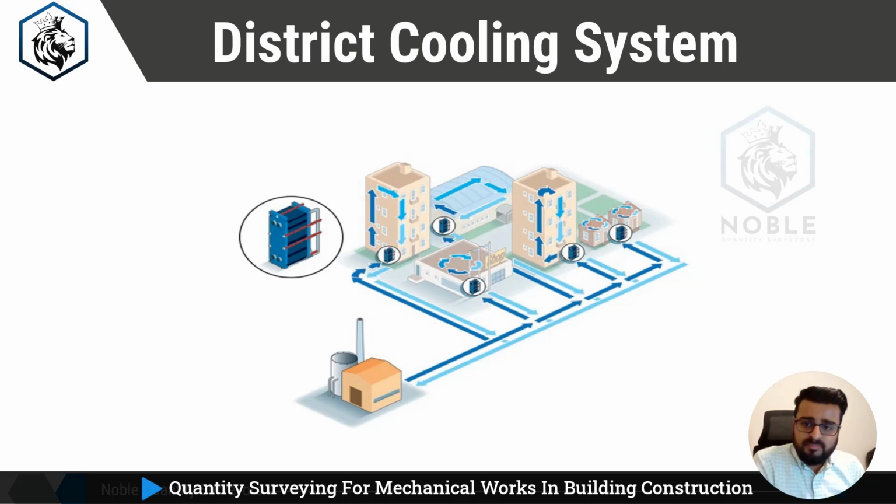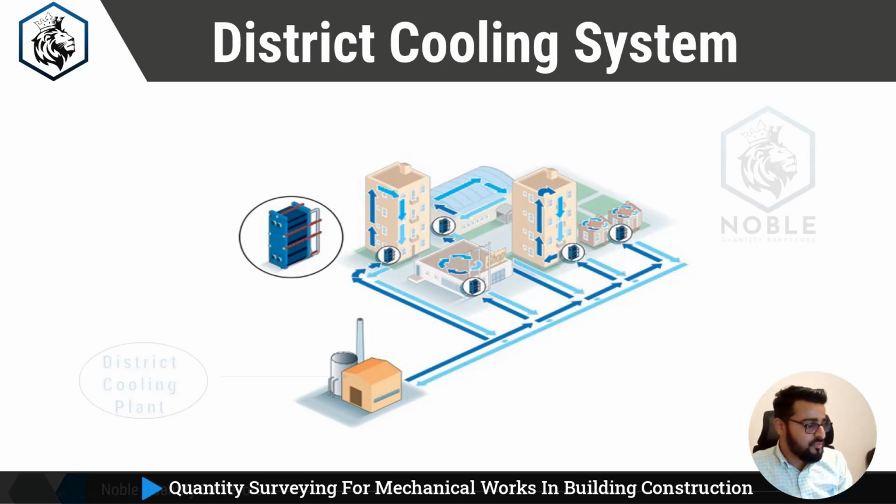Instead of keeping a chiller inside a building, a big chiller will be located somewhere in the remote area. What I'm saying is a big chiller, like it will be the size of one building, which will generate the chilled water. And this chilled water will be transported to each building. This is called a district cooling system.